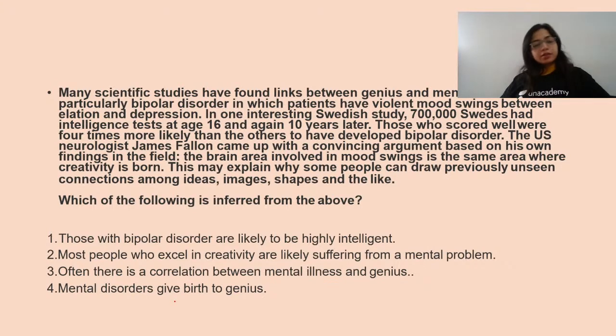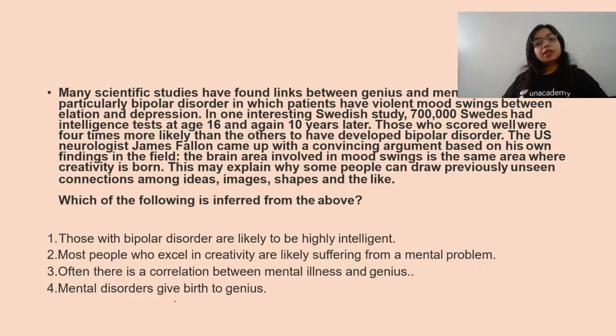Have you read? So let's start explaining. Many scientific studies have found links between genius and mental illness, particularly bipolar disorder, in which patients have violent mood swings between elation and depression. So they're saying that a lot of scientific studies have found links between intelligence and mental illness, particularly bipolar disorder. Because in bipolar disorder, what happens? Patients have violent mood swings between elation and depression. So they suddenly feel very happy, and the next moment they are very depressed.